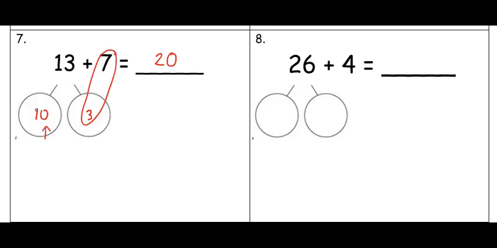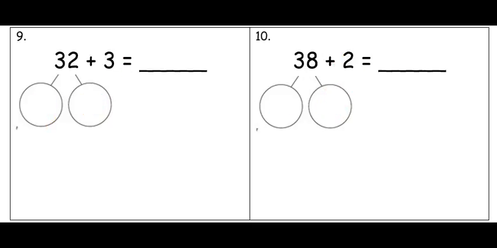When I add 26 to 4, I'll break that into 20 and 6. I'll combine my 4 and my 6. Well, 4 and 6 make 10, so I take that 10 and combine it with my two 10s, or my 20. So 10 plus 20 is 30, which means 26 plus 4 is 30.